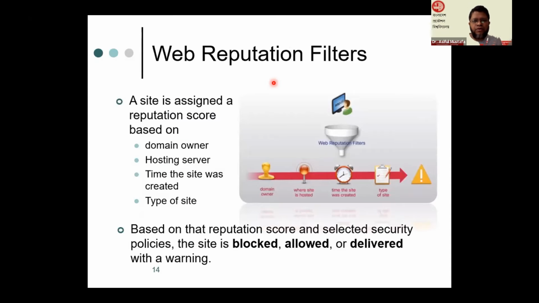Before analyzing the attacks, let's look at how we got those. One important thing is how we actually configured the system. There's a concept called web reputation filter. A site is assigned a reputation score based on several properties: domain owner, hosting servers, the time the site was created, the type of the site. All this is taken into account, and the score is between -10 and +10. Based on this score, we can configure whether we want the traffic to be blocked, allowed, or delivered with a warning. That is configurable.